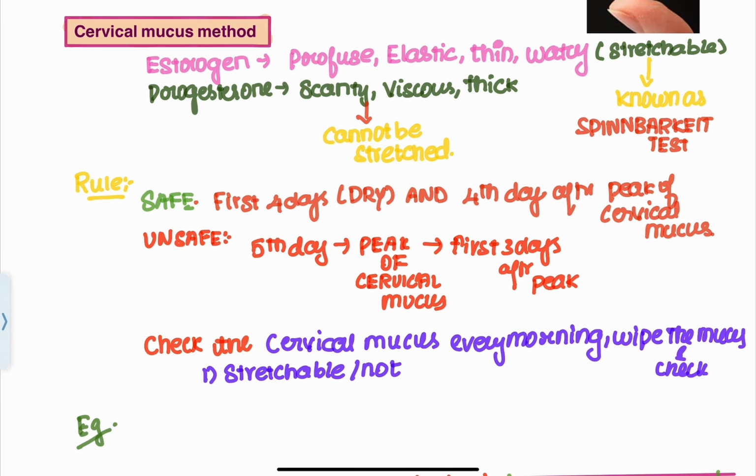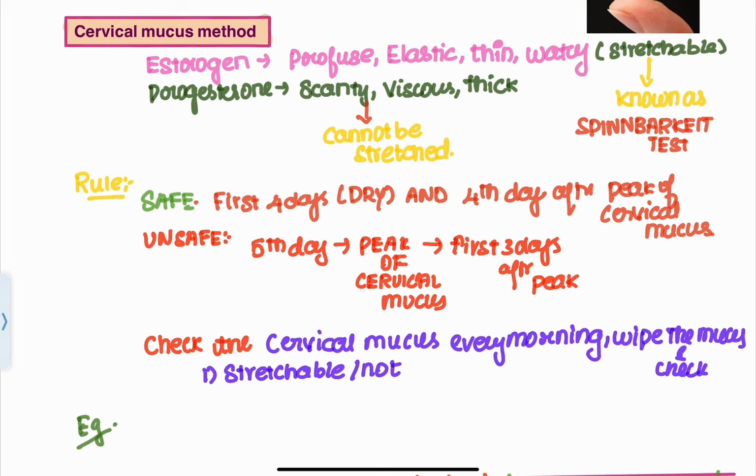But how are you going to do this test? You need to ask the patient to check the cervical mucus every morning. So every morning after waking up from bed, she has to take a tissue paper and just wipe the cervical mucus. And she has to check the characteristics of the cervical mucus, whether it is profuse, watery, thin, or thick, viscous, and she has to stretch it between her fingers.